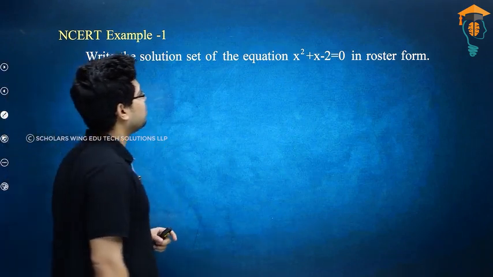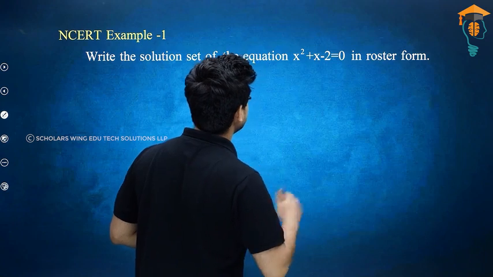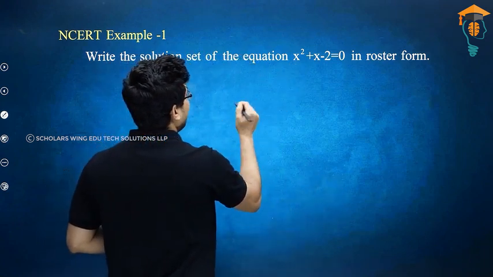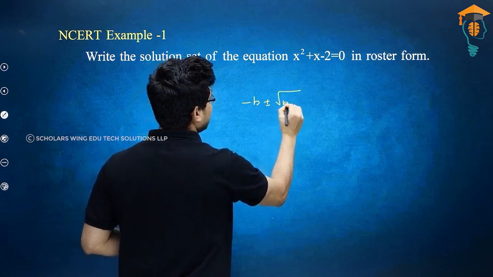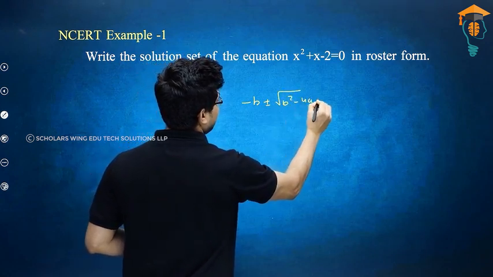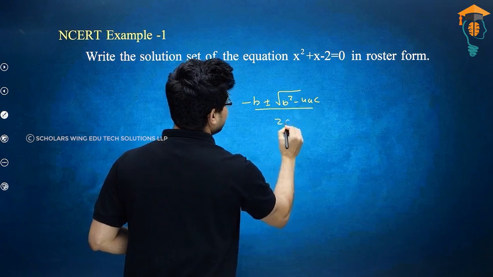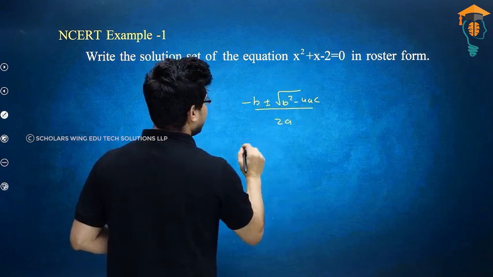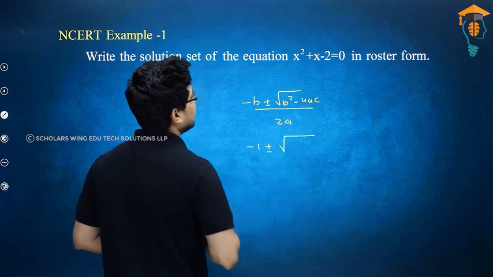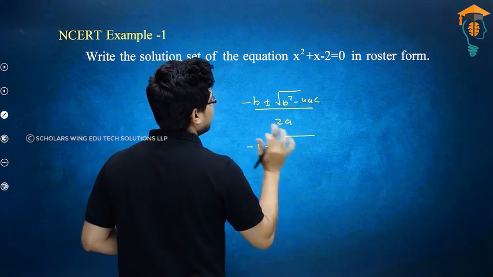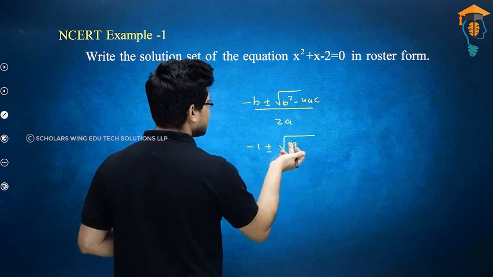Let's talk about its root. X square plus x minus 2. So let's use the formula. This formula: minus b plus minus root of b square minus 4ac by 2a. Using this formula, minus b, so minus 1 plus minus root of b square minus 4ac. That means 8 plus 1, 9, root under 9, which is 3.